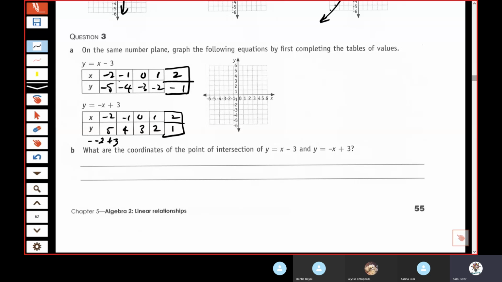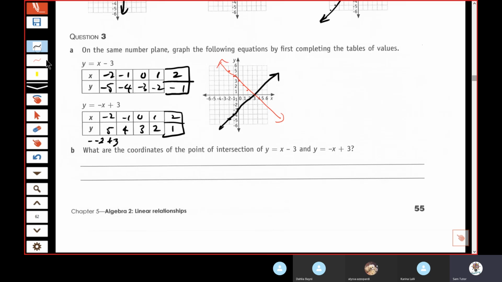So let's draw the first one. We'll draw that in black. So -2, -5, -1, -4, 0, -3, 1, -2, and 2, -1. And then red. X is -2, y is 5. X is -1, y is 4. X is 0, y is 3. X is, yeah, you get it. And then we draw a straight line past that.